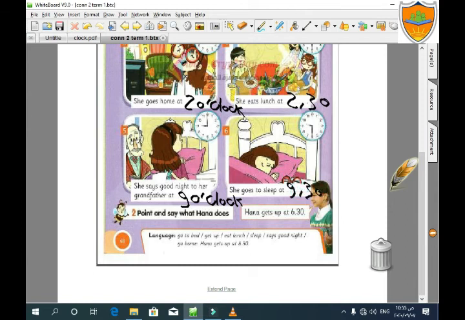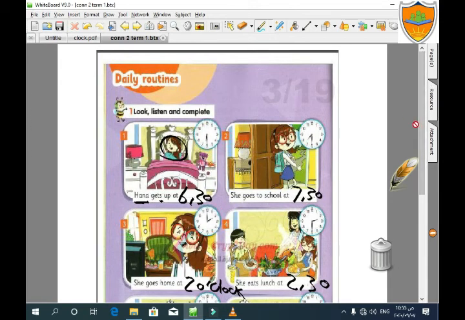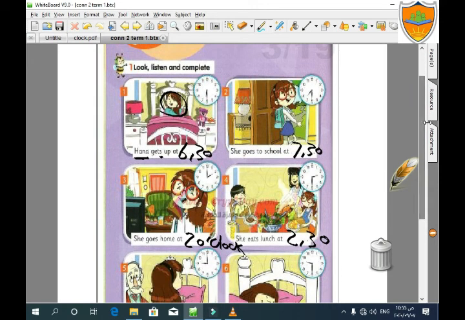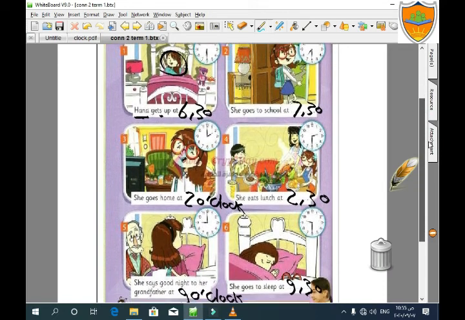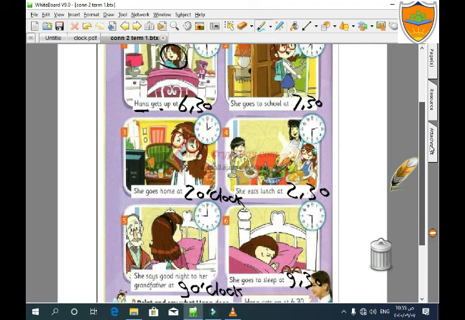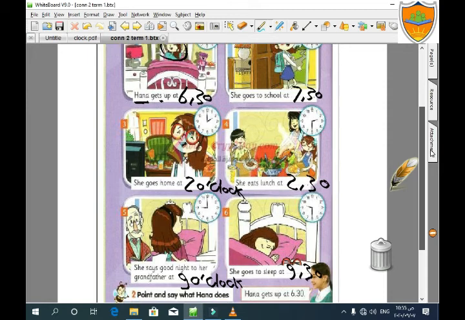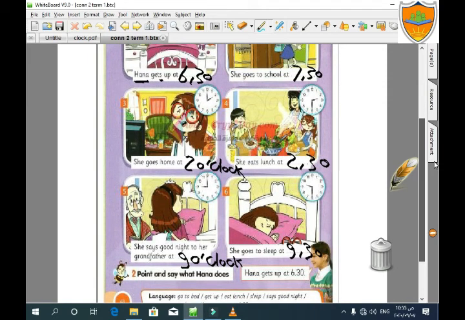So let's read it again. Hannah gets up at 6:30. She goes to school at 7:30. She goes home at 2 o'clock. She eats lunch at 2:30. She says good night to her grandfather at 9 o'clock. She goes to sleep at 9:30.